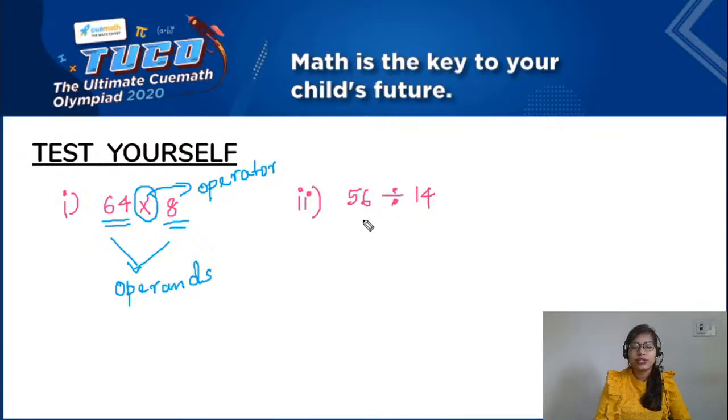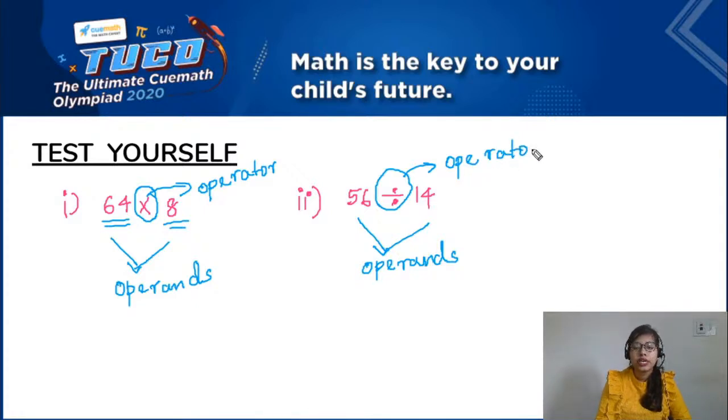Similarly, for the second one, as you all can see, 56 and 14 are nothing but the operands and my division is nothing but the operator. So my division is helping to connect these two operands and perform the operation. Now after we perform the operation, all of you can try to give the answer here. So 64 times 8 would be how much? Any responses? Anybody? Yes? Okay. So this would become 672. Okay. 8 times 4 is 32.